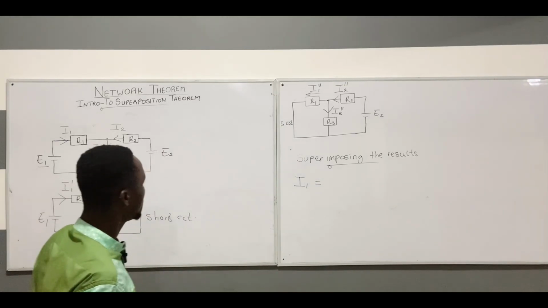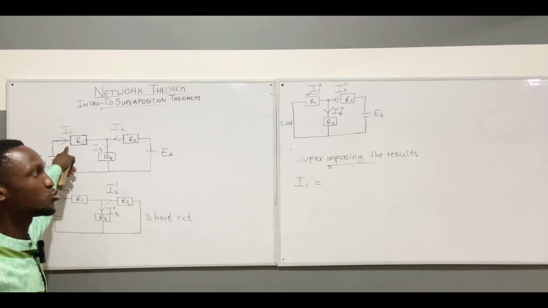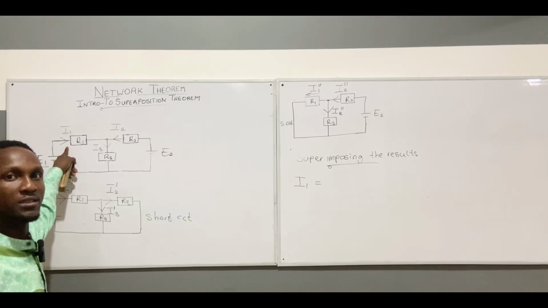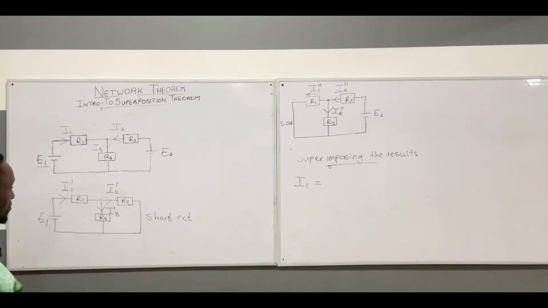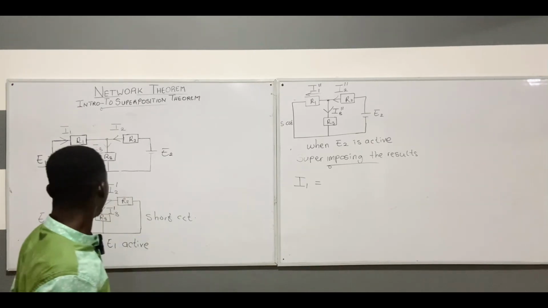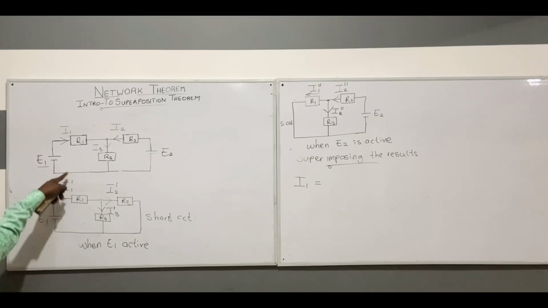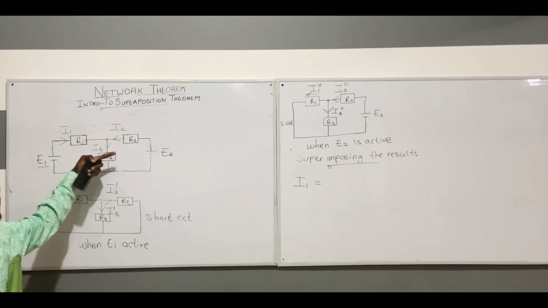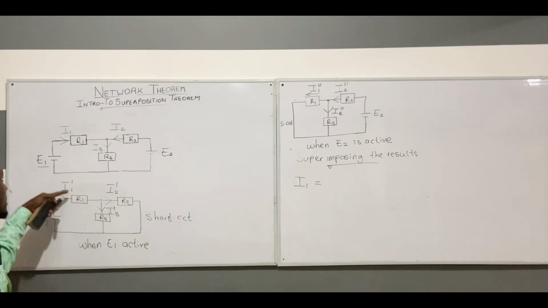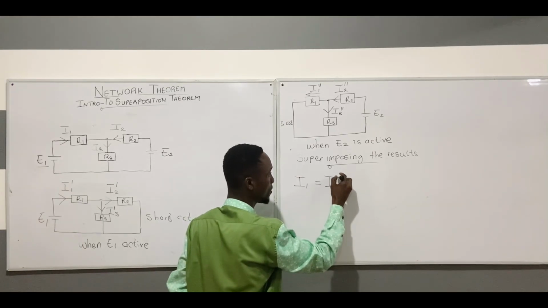Now to find the value of I1 from the original diagram, we have I1 is equal to, now hold on, if this is the direction of I1, then let's go to the first diagram, which is when E1 is active. So let me write it here. Now, I will locate the direction of I1 prime and compare it with the original current. I1 has the direction here. I1 prime has the same direction, so I can write I1 prime.